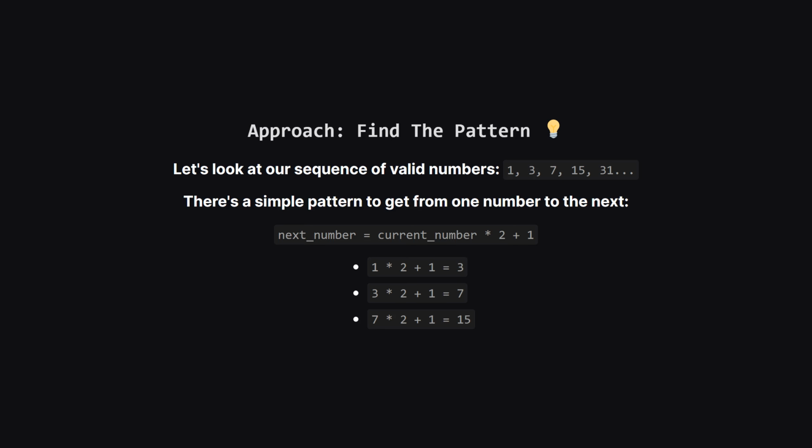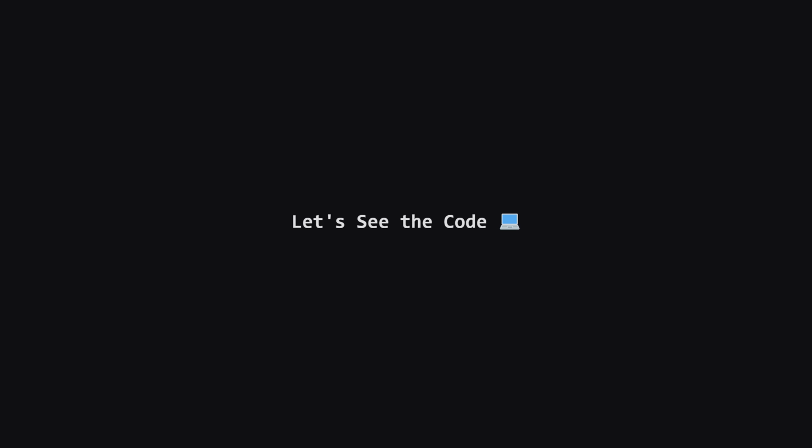If we look at the sequence we've been building, 1, 3, 7, 15, you might spot a pattern. To get from one number to the next, you can just multiply by 2 and add 1. This simple formula is the key to solving the problem efficiently. We can just keep applying this rule to generate the next number in our sequence until we find one that's big enough.